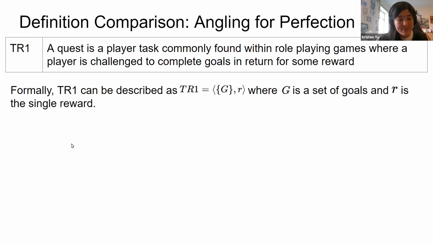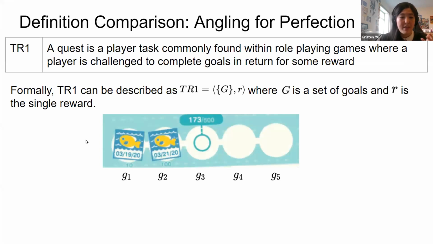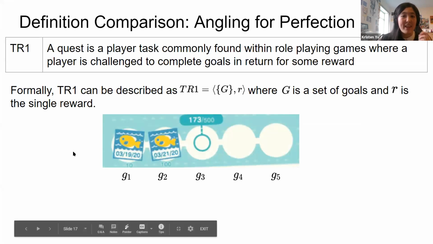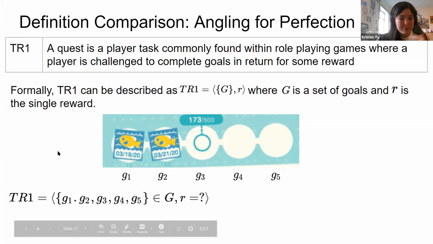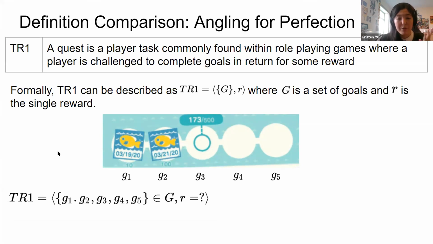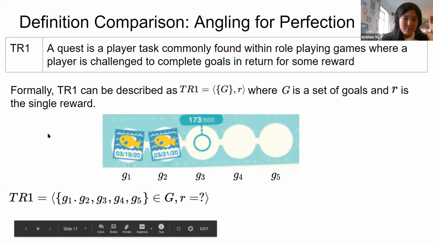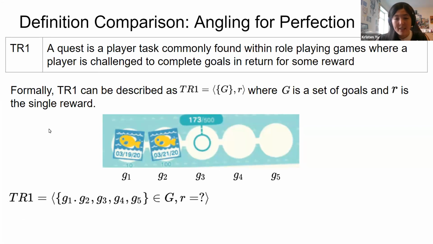In order to apply this definition to the Angling for Perfection quest, we can say that each of the goals within the set G is going to be aligned with an objective that is given within the Angling for Perfection quest. However, when we get to reward, it becomes a little bit problematic because we're restricted to a single reward, and we know that more than one reward is given to the player in this particular case. There's also an issue of ordering. According to this definition, G5 could technically be completed before G1. However, in the real game, that is not possible. And there's also no information about the presentation of the quest to the player.